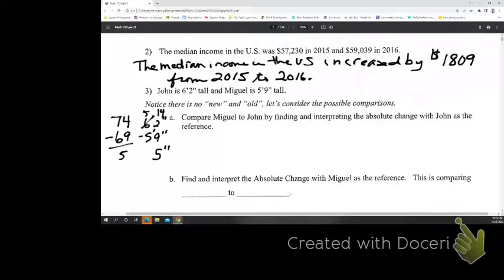And then this is where it comes in, and it's going to be different depending on who we are referencing. So if we were referencing in comparison to John, then we would say Miguel is 5 inches shorter than John. The one that's after the word than, that's who we're referencing. That's who we're comparing things to. We are comparing Miguel to John.